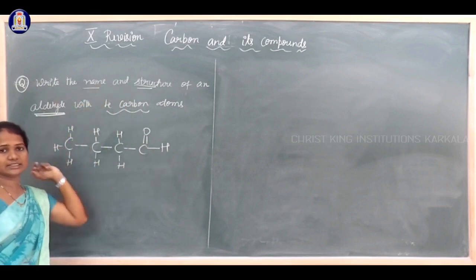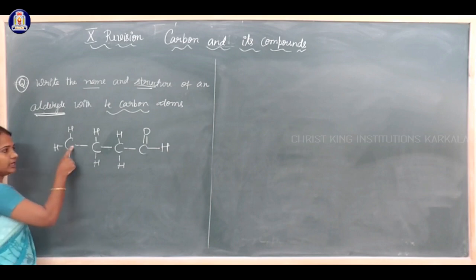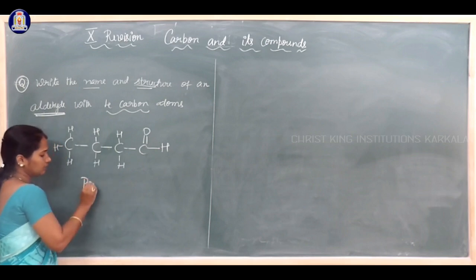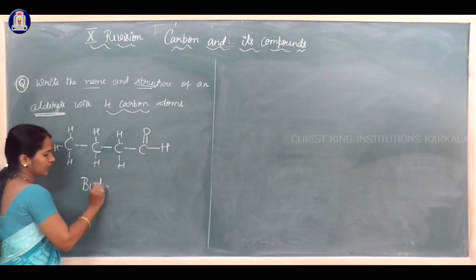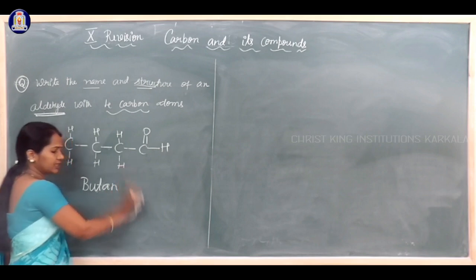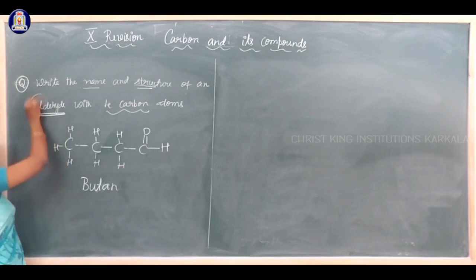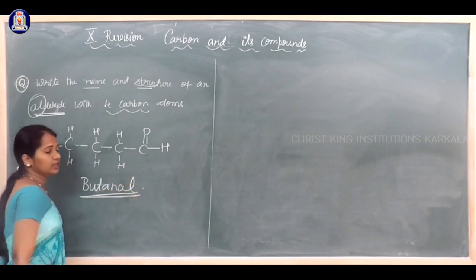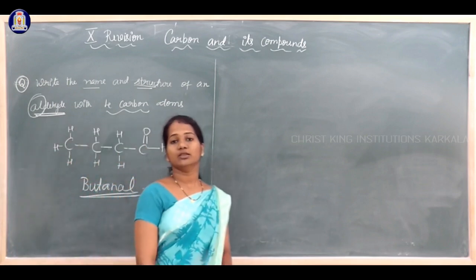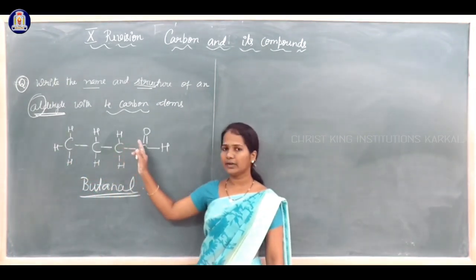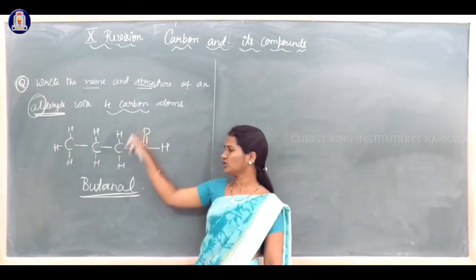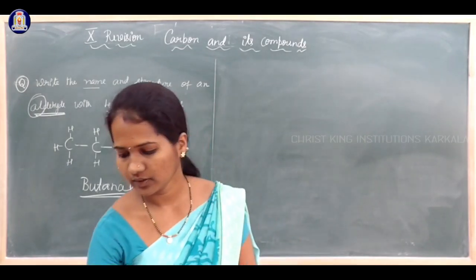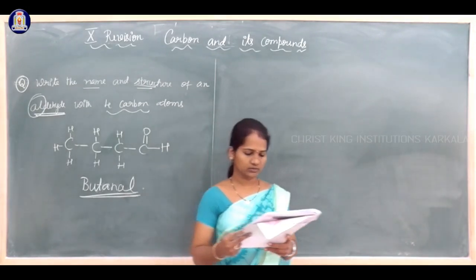Now the name. What is the name of this compound? There are 4 carbon atoms, so the name is butane. But you have to remove the letter e, and for an aldehyde you have to add the suffix al. So the name of this compound is butanal, the compound with 4 carbon atoms with the aldehyde as the functional group. Move to the next question.